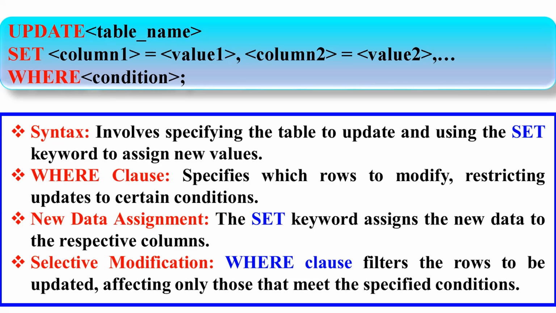Syntax involves specifying the table to update and using the SET keyword to assign new values. The WHERE clause specifies which rows to modify, restricting updates to certain conditions. New data assignment: the SET keyword assigns the new data to the respective columns. Selective modification: the WHERE clause filters the rows to be updated, affecting only those that meet the specified conditions.